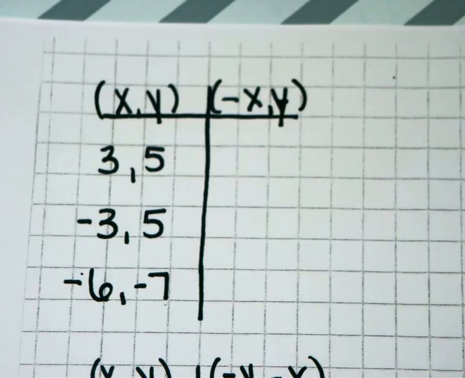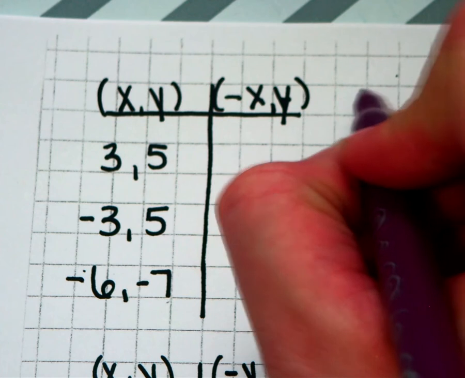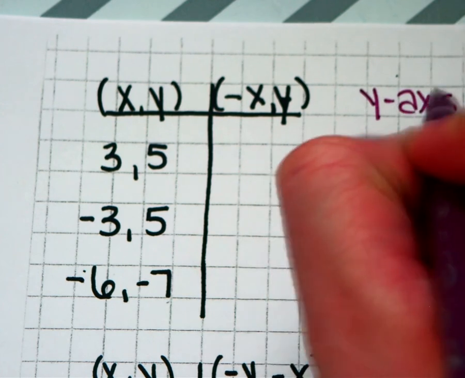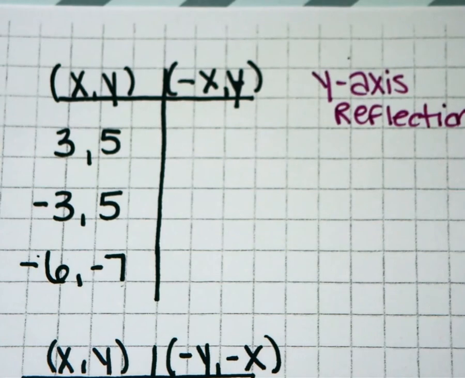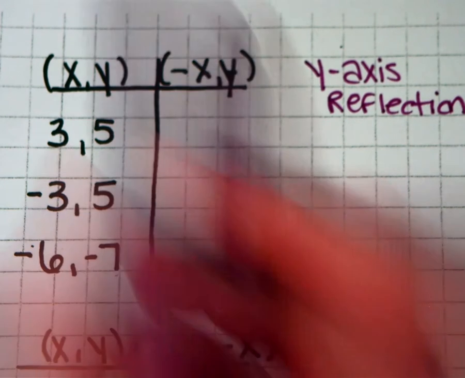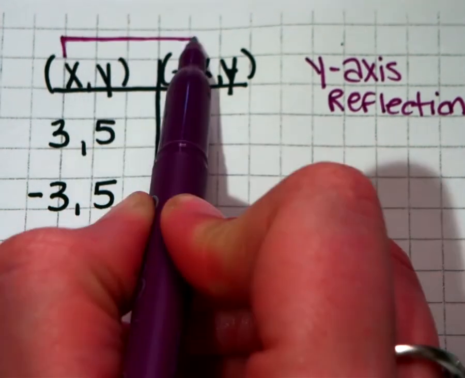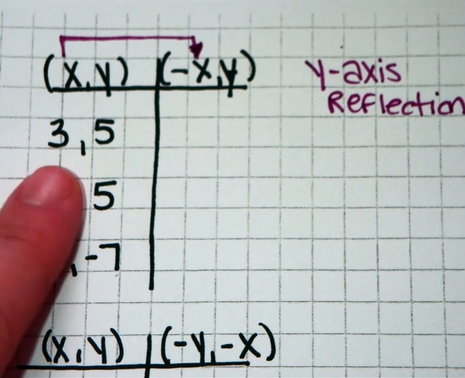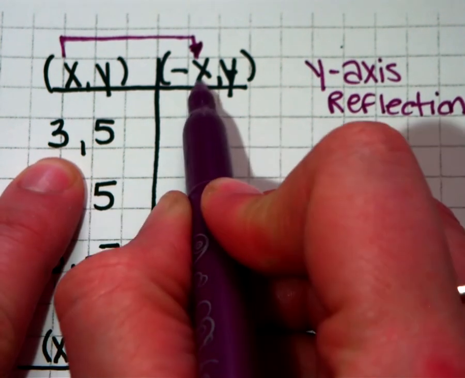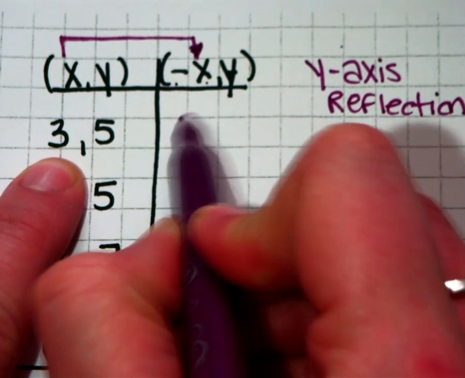This next rule is negative x comma y. This is a y-axis reflection. So this is us reflecting over the y-axis. In this rule, what happens is the x values are now the ones that change, because notice the negative in front. So all of these x values stay listed first, but they all change sign. So 3 becomes negative 3.